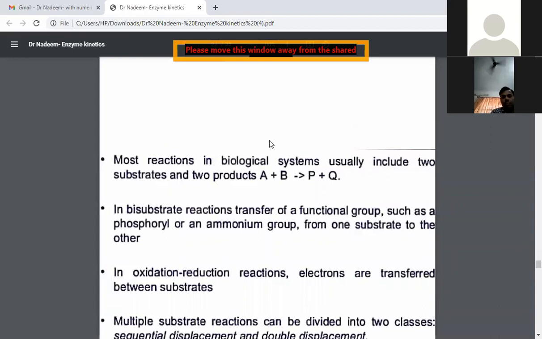So until now, we have learned about the Michaelis-Menten equation. It is applicable for single substrate reactions. There are other types of enzyme catalyzed reactions that are multiple substrate types, meaning more than one substrate reacting and forming two products. The best example of these types of enzymatic reactions involving two substrates and two products, that is multi-substrate reactions, is most of the metabolic reactions.